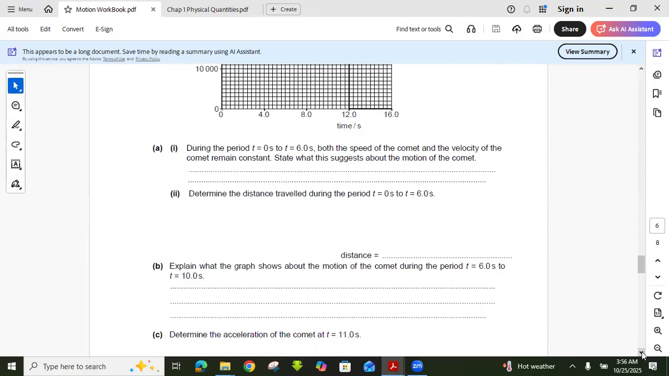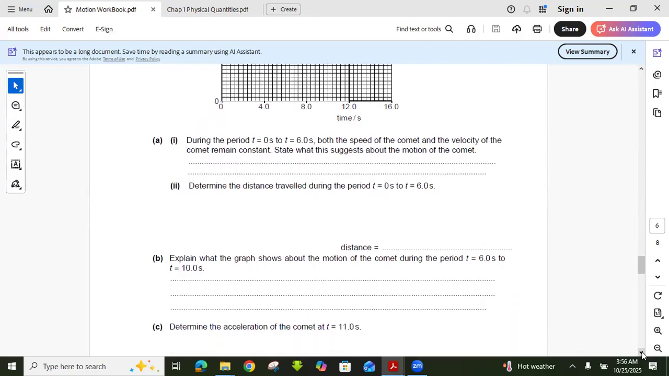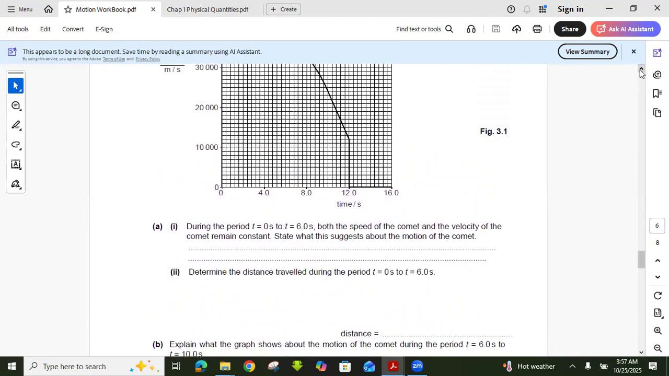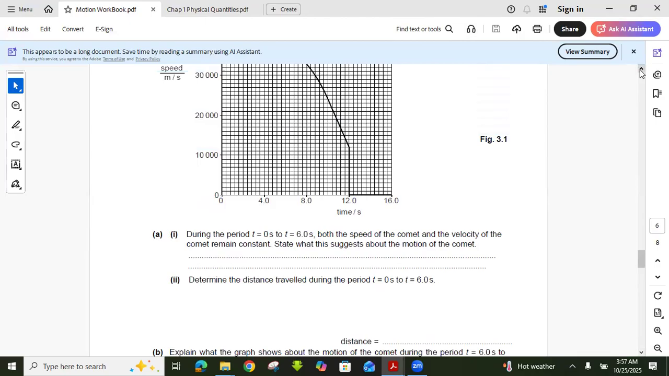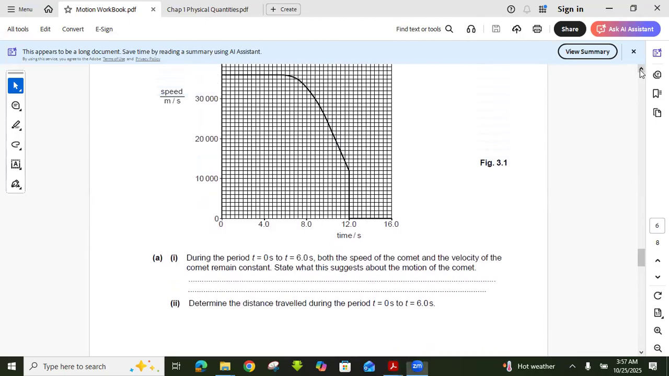Okay. Now part B. Explain what the graph shows about the motion of the comet during the first 6 to 10 seconds. Now they are asking about it. Explain the graph. Now you have to analyze the graph from 6 to 10 seconds. So we have 6 here, and 10 here. So between these points, let's see the motion of the graph.